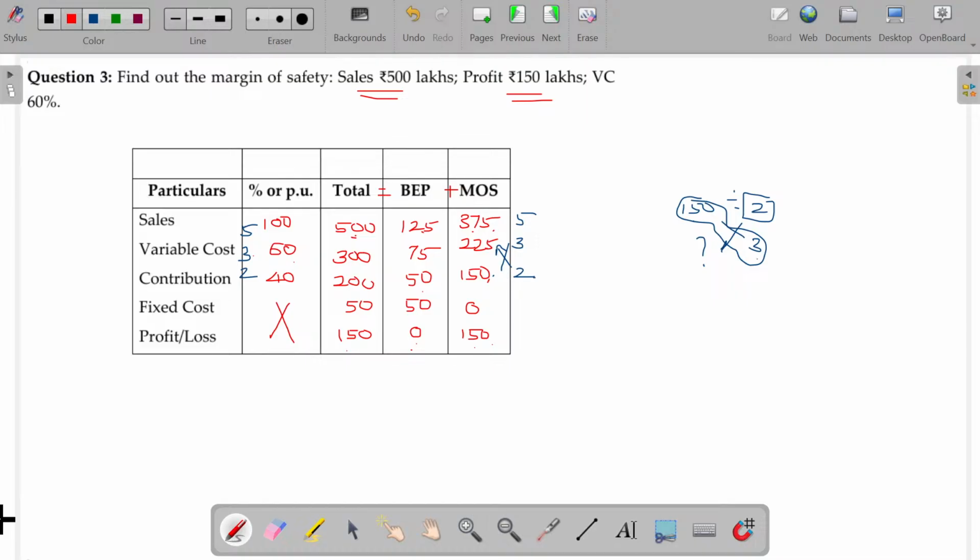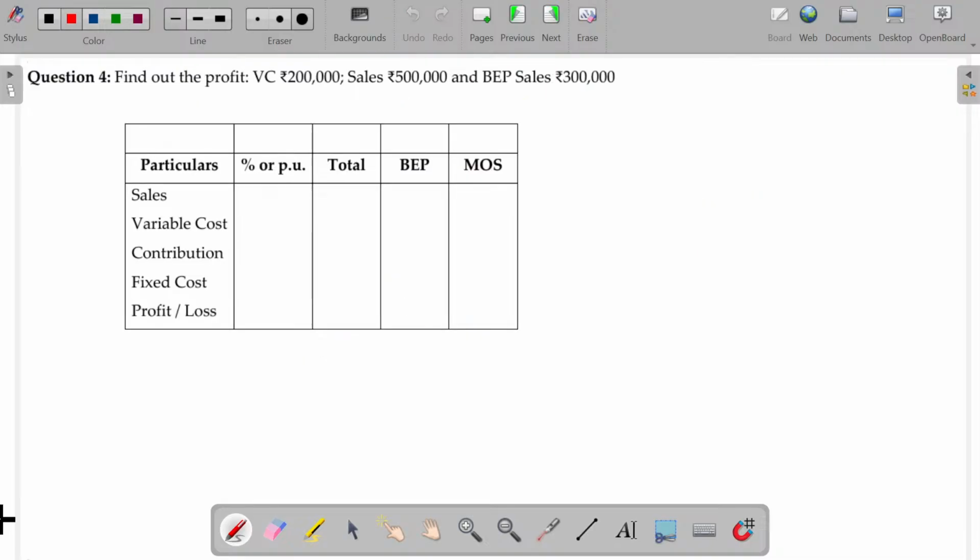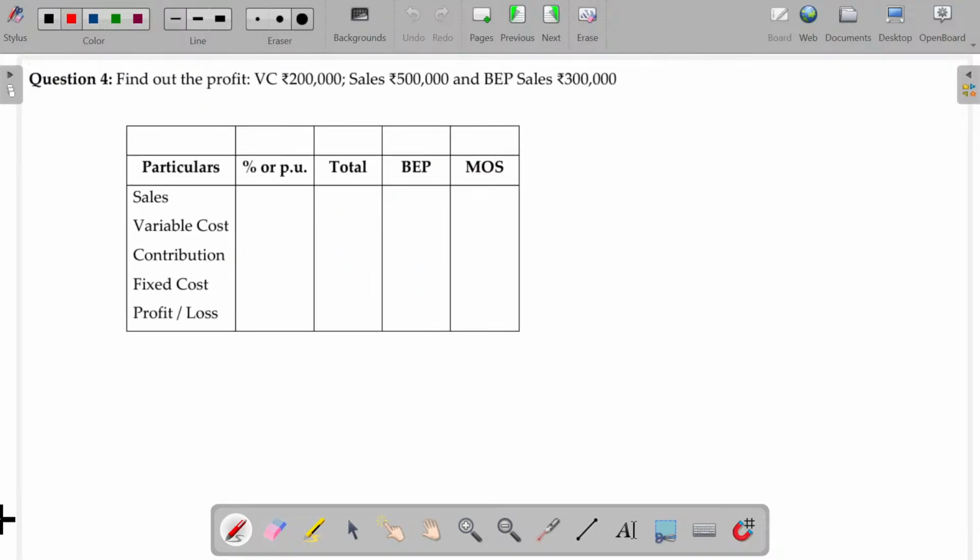Is that clear? Clear? Shall I move on to the next illustration? Yeah, come on, try. How many of you completed the fourth one? Yeah. You can try it very easily.